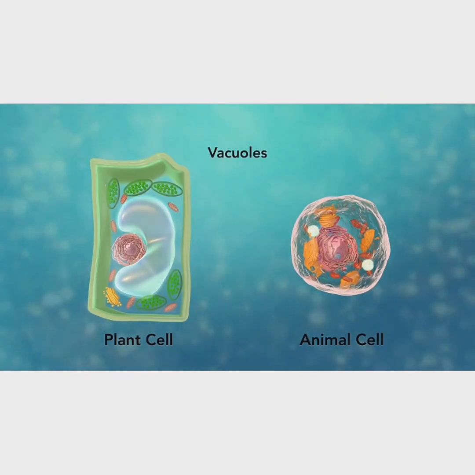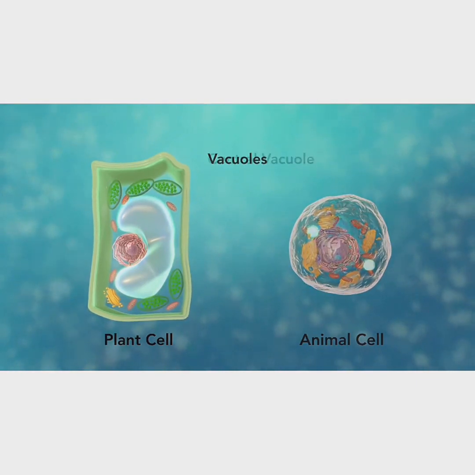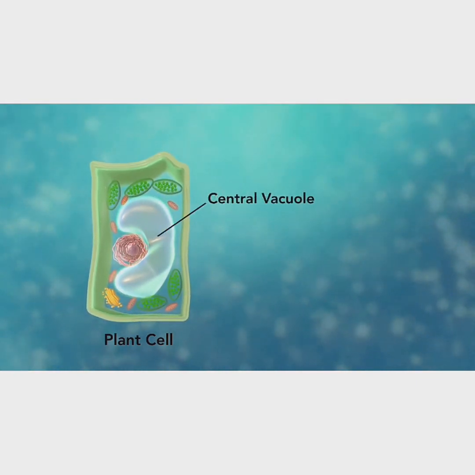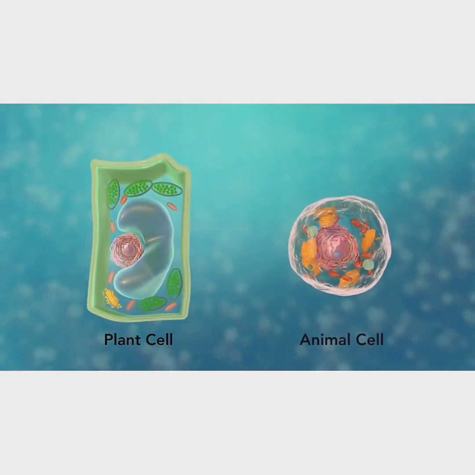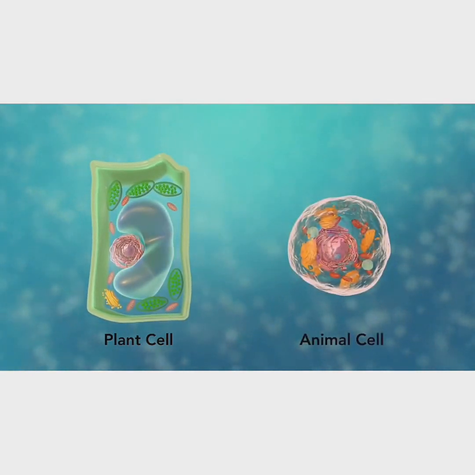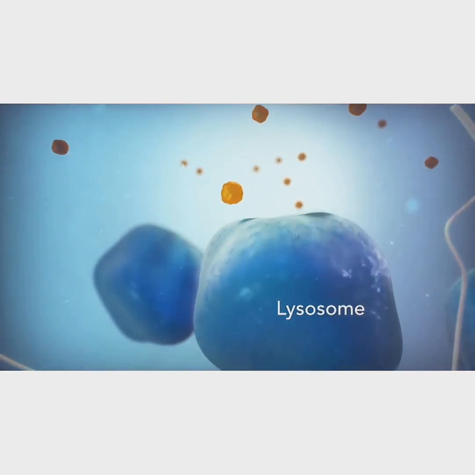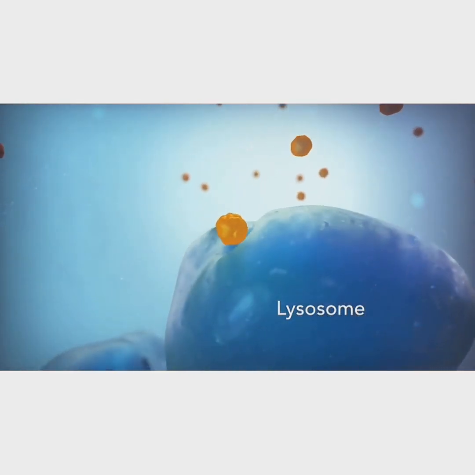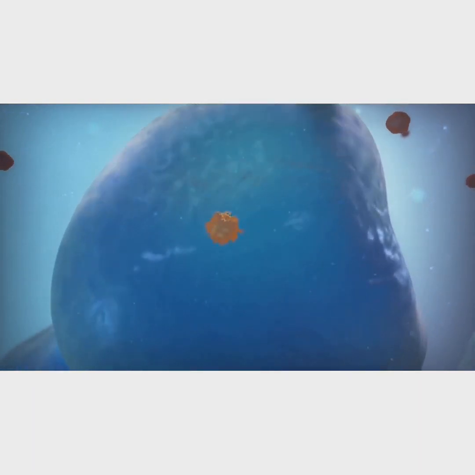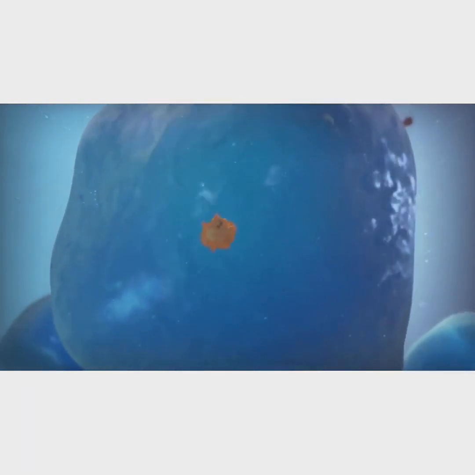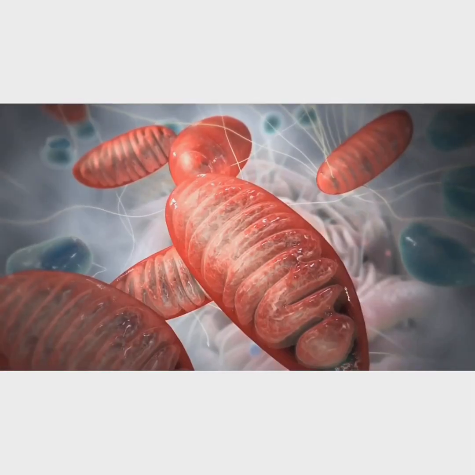Now, the vacuoles are sac-like structures that store different materials. Here in the plant cell, the central vacuole stores water. The lysosomes, on the other hand, usually found in animal cells, are the garbage collectors. They take in damaged or worn-out cell parts and break them down into cellular debris.